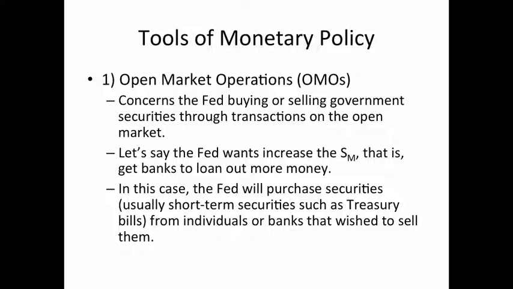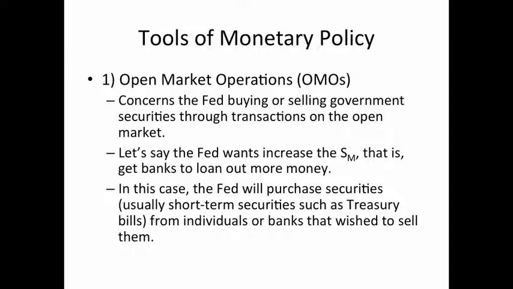But let's say the Fed decides it wants to increase the money supply. And we'll see why they might want to do that in a moment. But they want to increase the supply of money into the economy. Again, what does that mean? That means they want banks to loan out more money. So how can the Fed get banks to loan out more money? Well, again, one way it can do it is through open market operations.